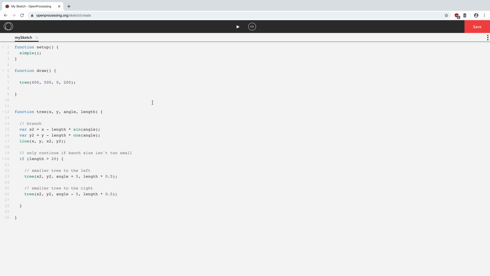Now let's see, would this work if we ran it? I can't see why it wouldn't. Don't think we've missed anything out. We've got the right number of parameters, haven't we? 4 parameters: x, y, angle, length. Coordinates, angle, length. Let's try it. Moment of truth. Let's see if it works.